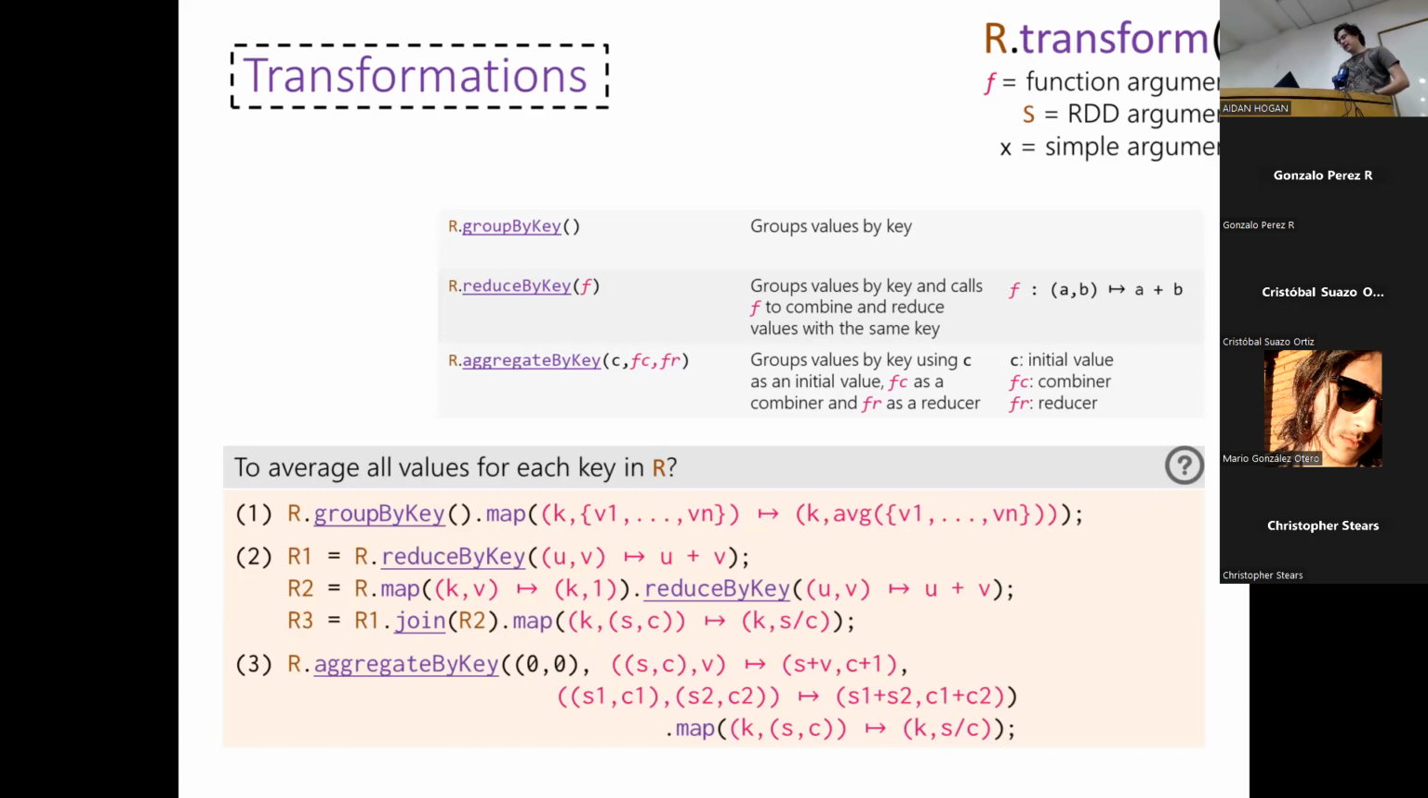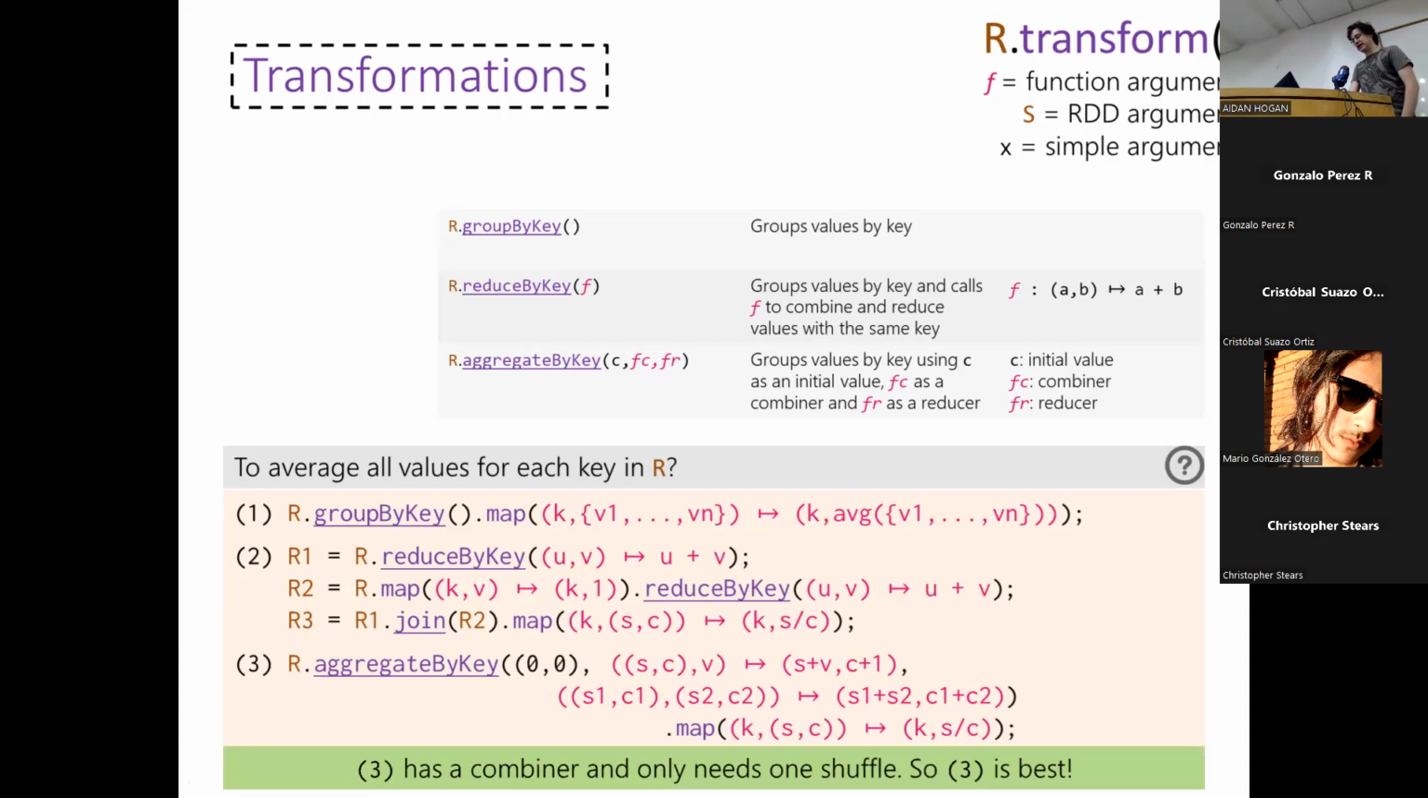In our final step, we still have for each key the sum and the count. So to get the average, we need to apply this map transformation. We need to take the key with the sum and the count, and map it to key, sum divided by count. We have our average. So I'll go into that in a little bit more detail. It's quite critical to understand what aggregate by key does.